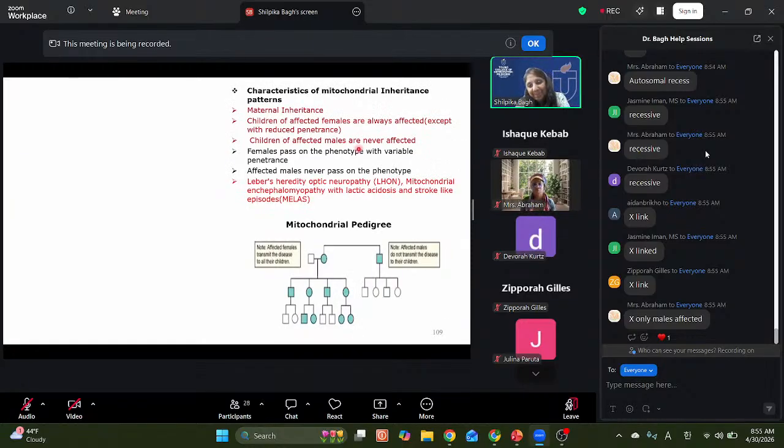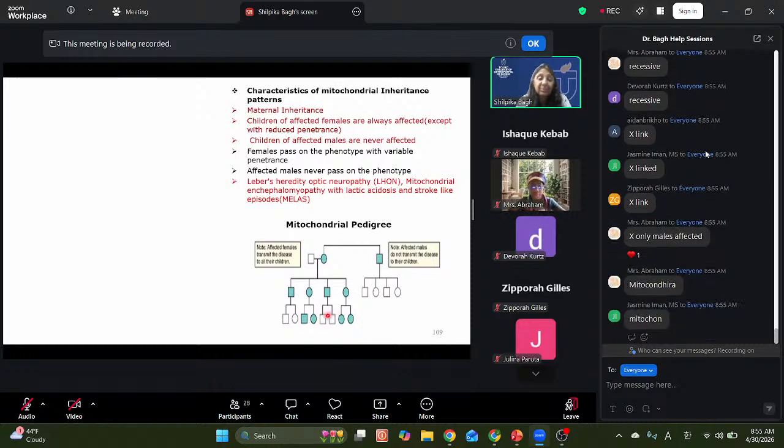This should not be missed. First, always rule out mitochondrial. If mom is affected, all children are affected. If dad is affected, none of the children is affected. What is this disorder? Don't confuse this with X-linked. Mom affected, all children affected. Dad affected, none of the children affected.